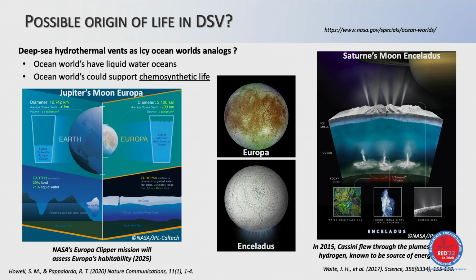Another candidate is Enceladus, Saturn's moon Enceladus. In 2015, for example, Cassini flew through the plumes and found hydrogen, which is known to be a source of energy for life. So Enceladus is also another candidate for possible life in our solar system.